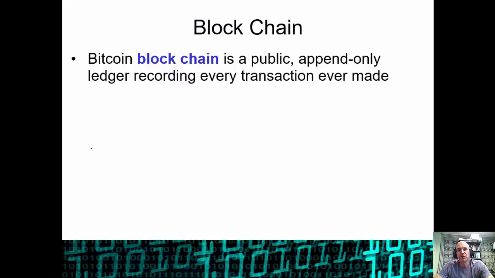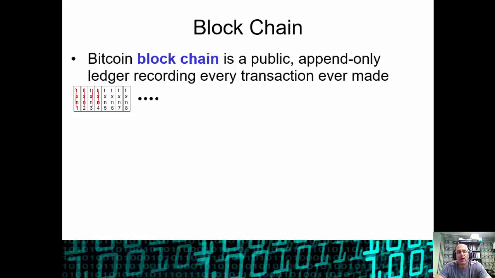I want to explain the blockchain. This is a principle behind Bitcoin, but blockchain can be used for things other than Bitcoin. So Bitcoin is a public append-only ledger. It records every transaction that was ever made. Let's talk about what we mean by that. Essentially, every time somebody paid somebody else, that was considered a transaction, and we can think of that as these little blocks, individual blocks here.